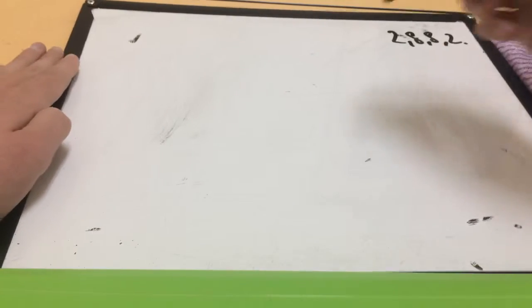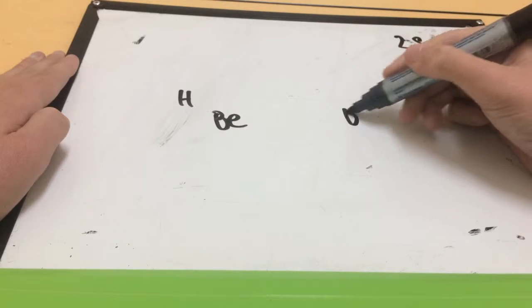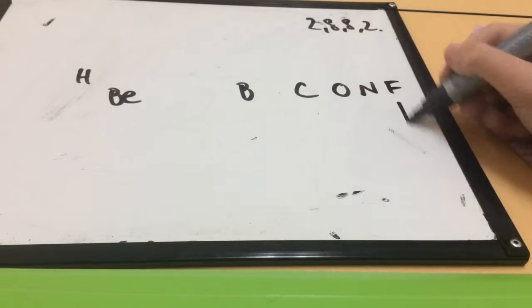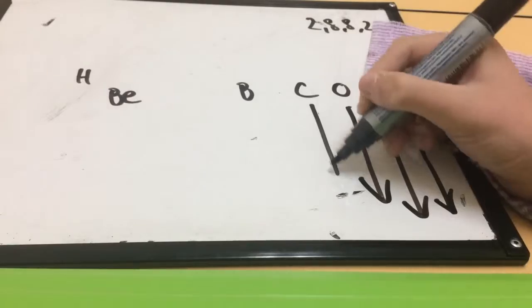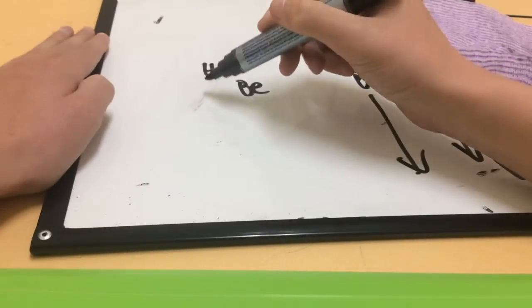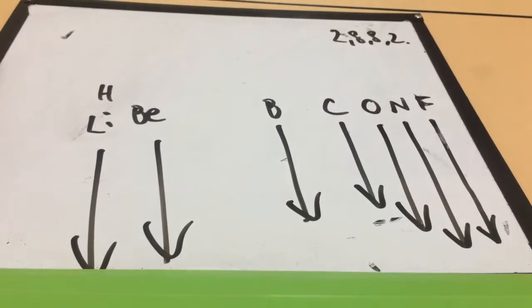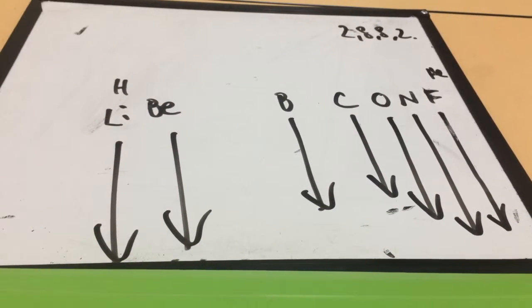So I have these: hydrogen, beryllium, boron, carbon, oxygen, nitrogen. It's going to go all the way down on the periodic table. This is like a periodic table. Think of it as that. Alright, so here we have how it looks. Now helium will be over here, but don't worry about noble gases.